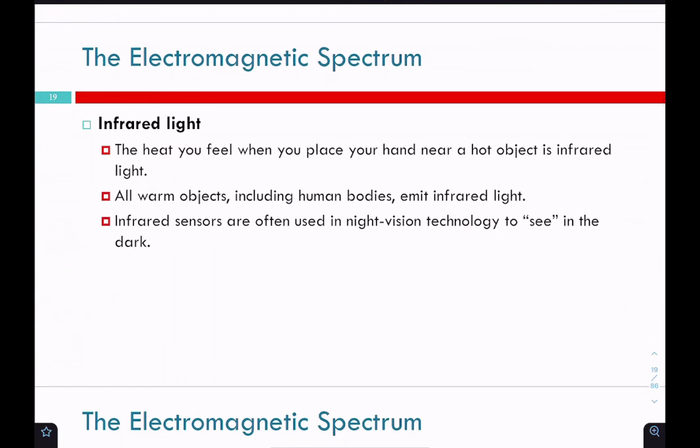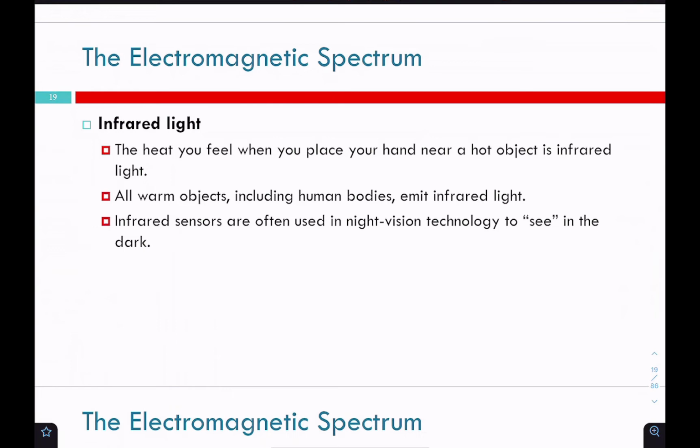Infrared light, again, comes off of hot objects. We can't see it, but you can feel it. It's also what lets night vision goggles work. They're just translating infrared signals into visible signals for your eyes, because everything emits infrared light.